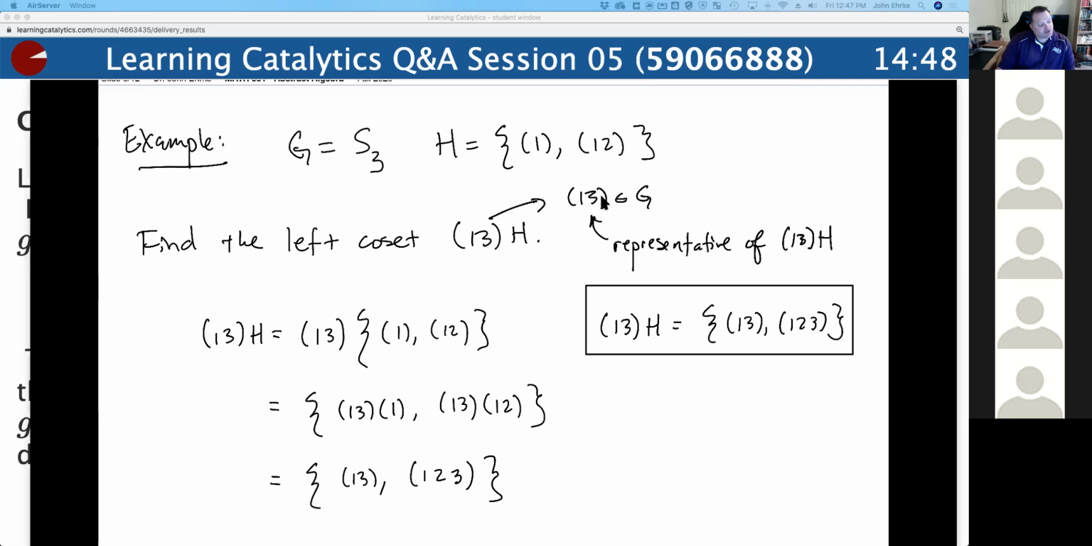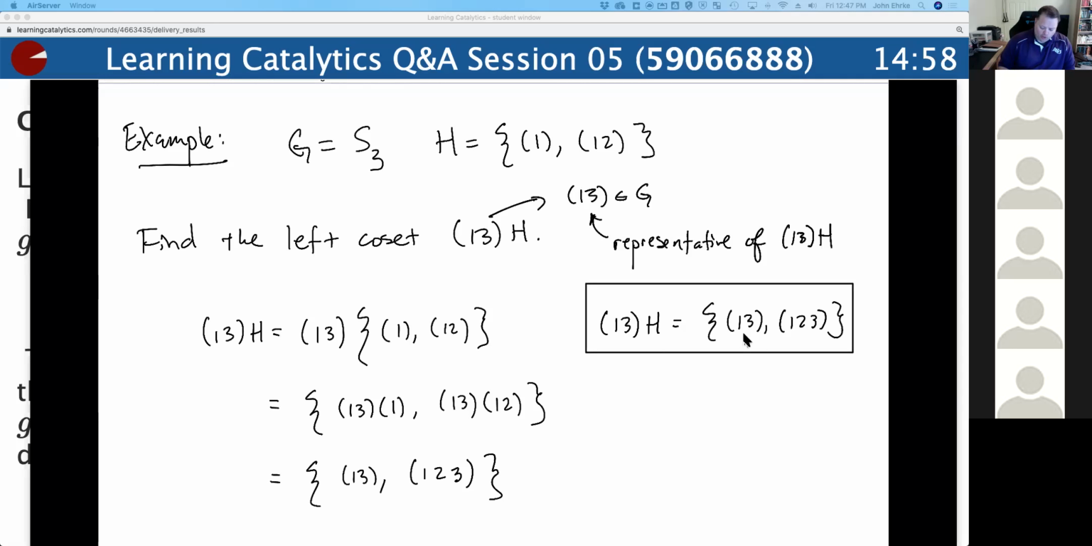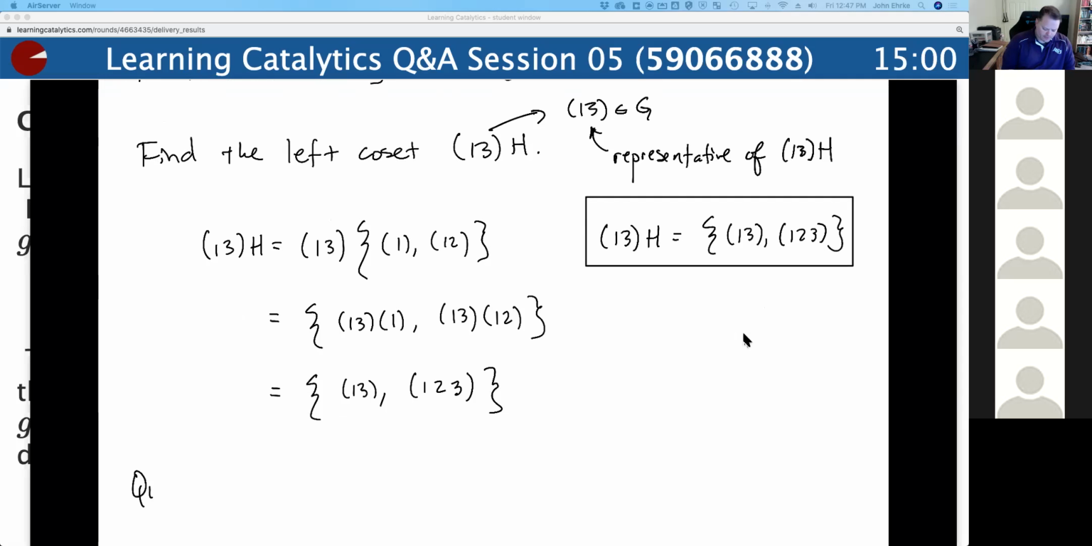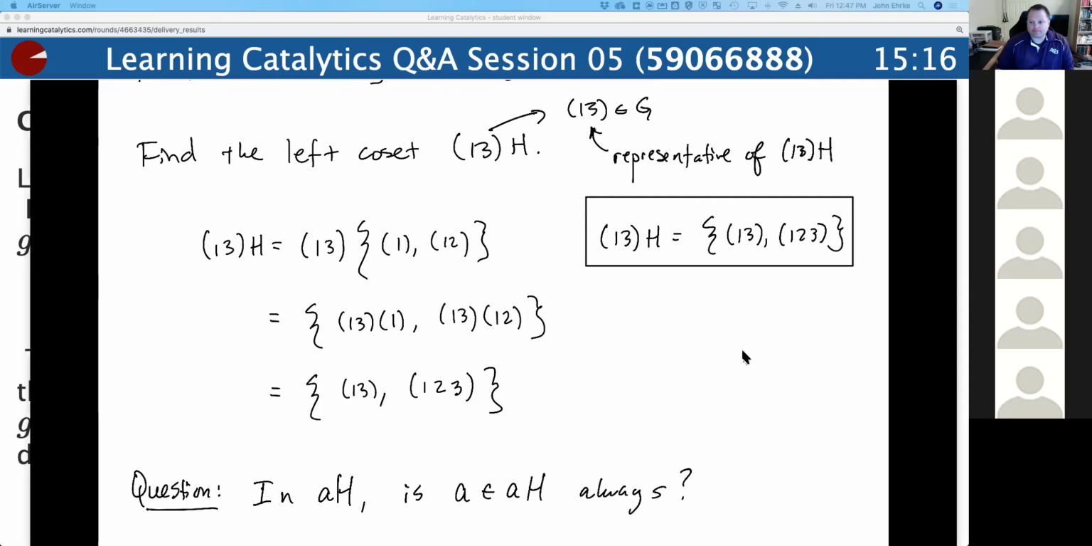Notice that the representative itself is in the coset. So the representative is in the coset. So I have a question: will that always occur? So question, in aH, is a an element of aH always? What do y'all think?